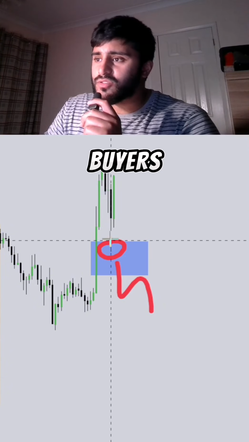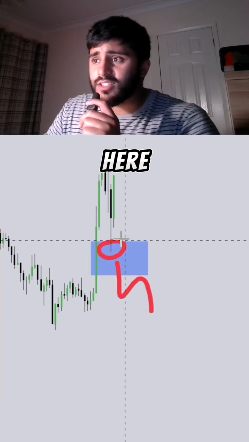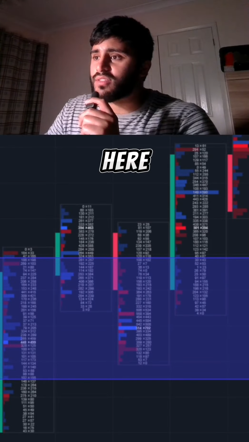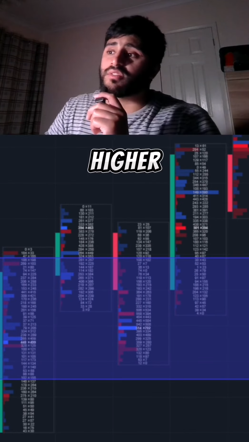If we go back to the regular candlestick chart, what we need to understand from this region is that we can see a lot of buyers resting over here. And the reason the buyers are here is because the sellers tried to drive price down and they failed. We can see the sellers resting over here in this region. The sellers over here failed, and this is the reason the market actually moved higher in the first place.